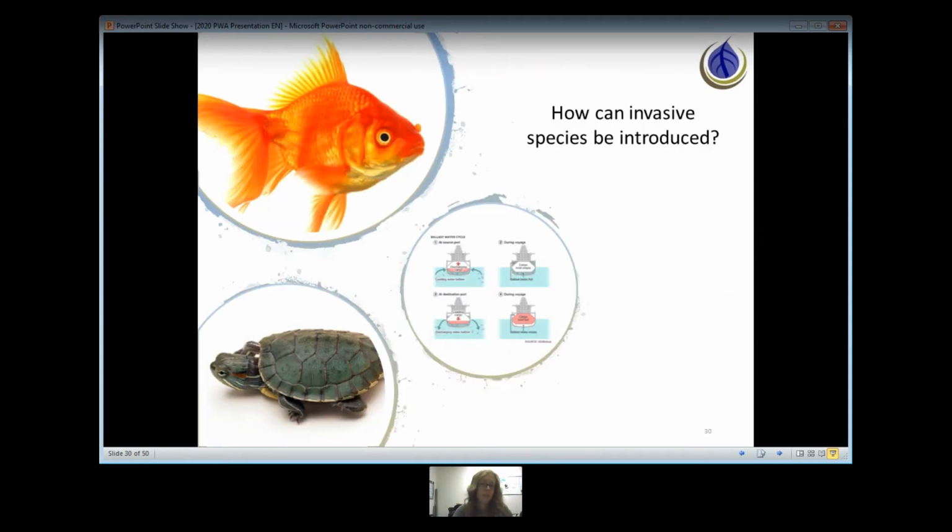And how do these invasive species get introduced in these areas? Well, these are just examples of it. So from ship ballast that drains into our waterways, through people, accidentally or purposely, and also exotic pet trades.